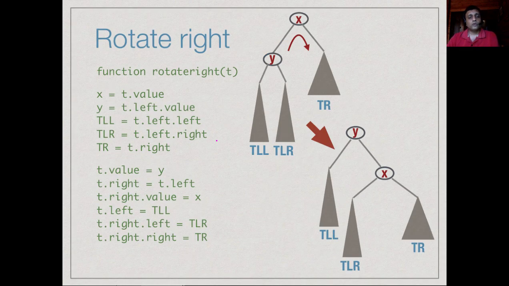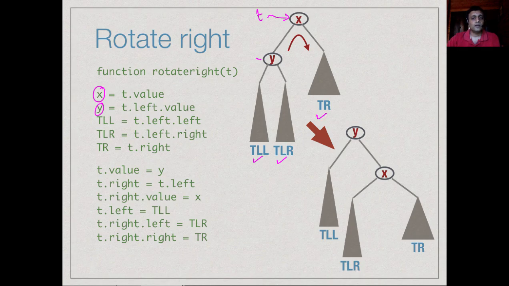Okay, so how do you do these rotations? Well, you can just draw these pictures and figure it out. So you just give names to everything. So we say that we want to rotate this x down and the y up. Now we have our original t pointing here, remember? So we cannot change the node that t is pointing to. So we remember the value at t, we remember the value here. So we give these names x and y to the contents. And then we have these pointers pointing to these three trees, TLL, TLR and TR. And then we reconnect them.